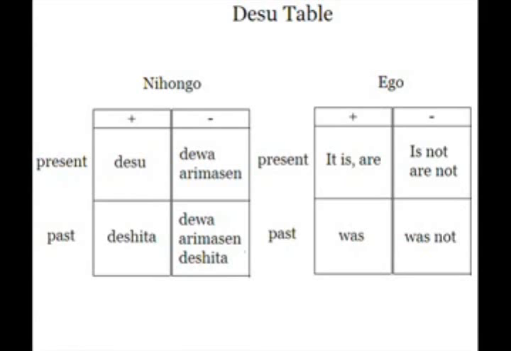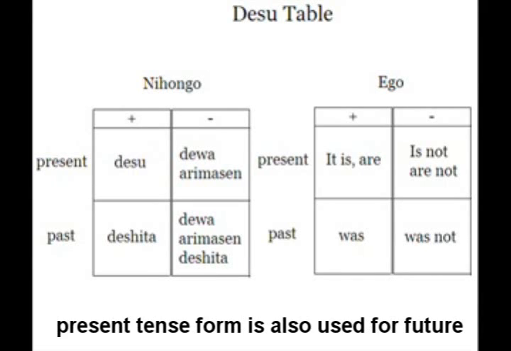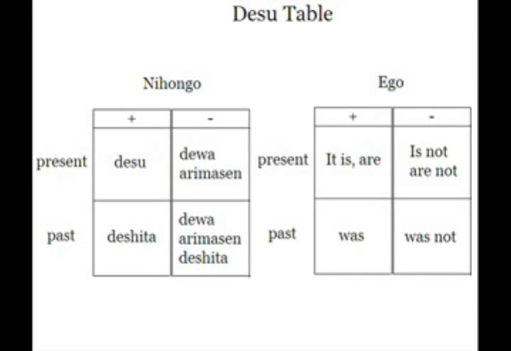Okay, so now we're going to head into the des table. I use a thing called the des table, and it's an easy way to look at how you can conjugate des in the past, present, and positive and negative forms. Now remember, des is a verb, so it can be conjugated to mean positive, negative, present, or past. Last week we learned about des, which is the present positive form. So des means it is. On the left side we have Nihongo, that's Japanese, and on the right side we have Eigo, that's what it means in English.